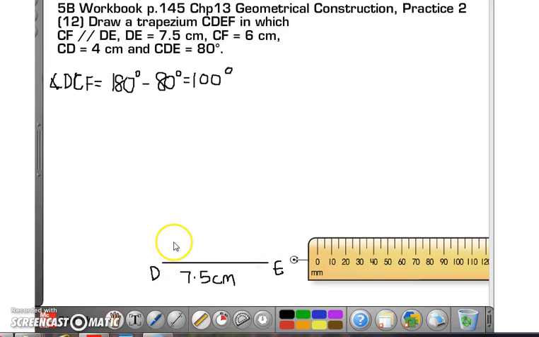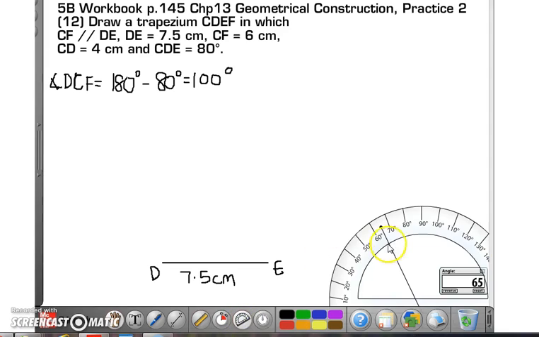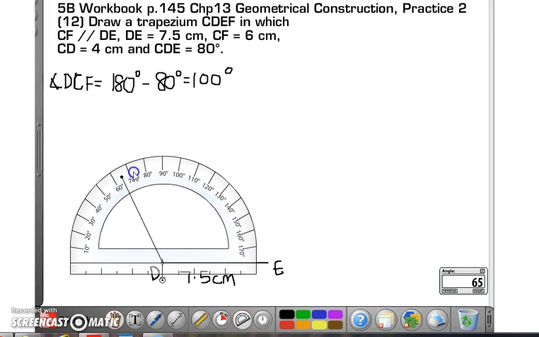CDE is going to be 80 degrees. So I need my protractor to place it at point D. Make sure that your protractor is in line with your line DE, and the center point of the protractor is at point D. And remember, your zero scale reading must be touching the line DE.